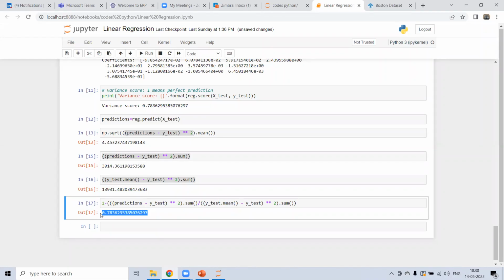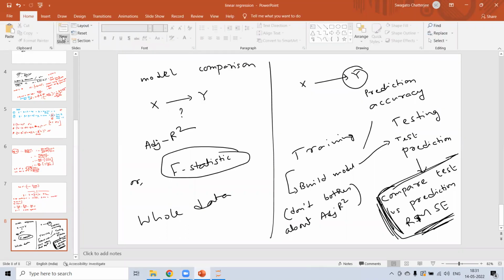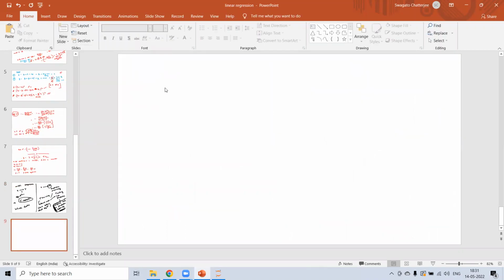I got predictions, okay? If I got predictions, I can also find out another way to judge this, other than RMSE. If I got predictions, I can also have predictions plus minus 1.96 into the standard error of the Y. That is basically the interval predictions.